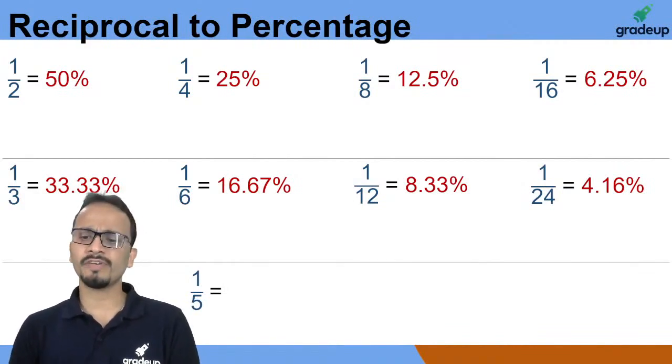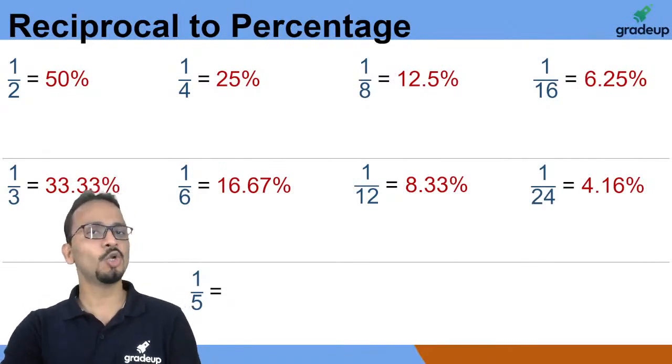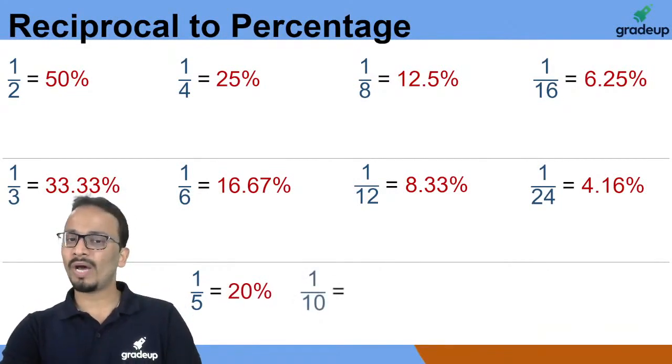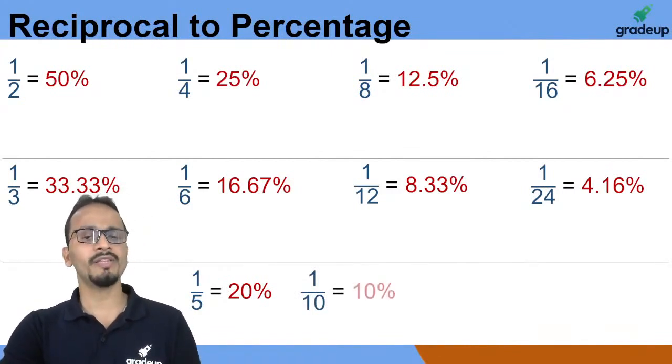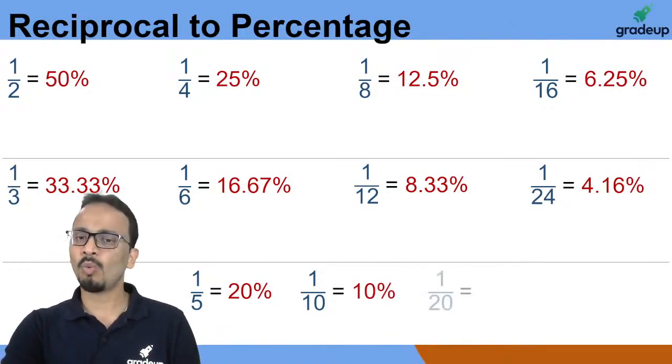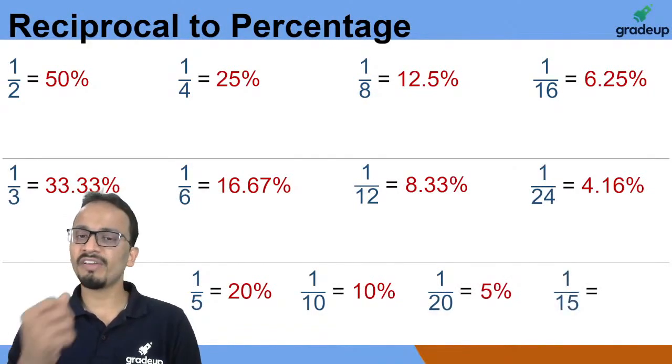1 by 5. So 1 by 5 is 20%. 100 divided by 5, it's simple, 20%. Okay. 1 by 10 will be half of this, or you may calculate 100 upon 10, that will be 10%. 1 by 20 will be 5%.